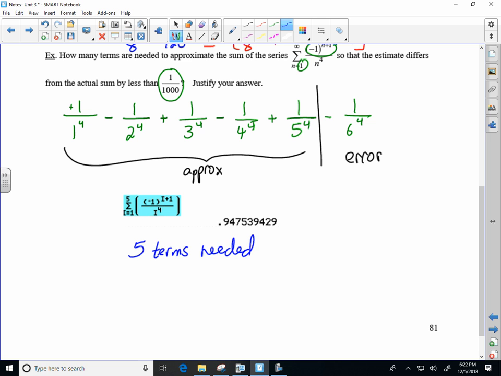So we need 5 terms, because that's what it was asking. How many terms needed to approximate the sum? So we would need 5 terms in order to get something that's to within 1/1000th of the correct overall sum. And if you're willing to sacrifice even more accuracy, maybe you don't have to go as far out in the truncated terms before you truncate a term.